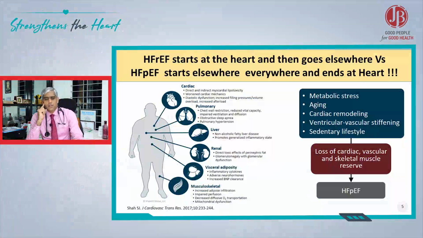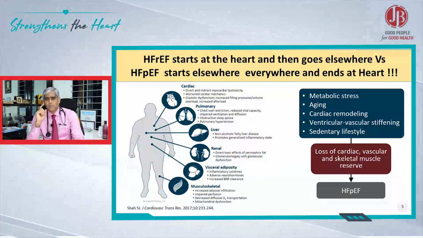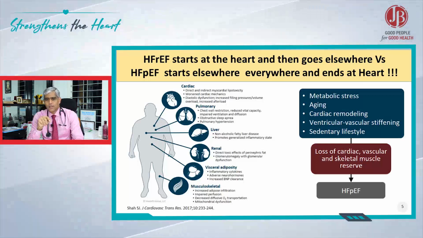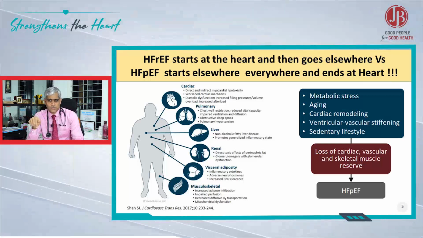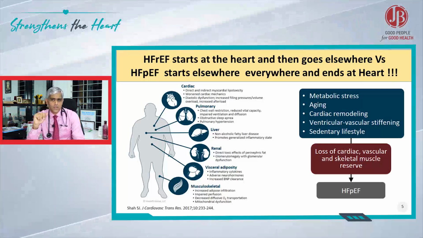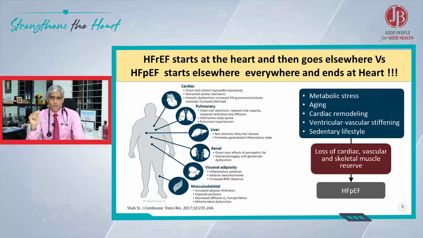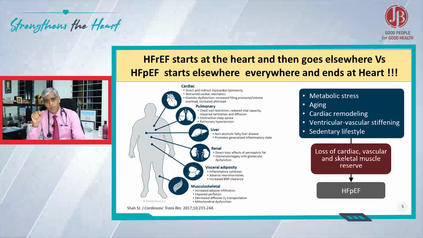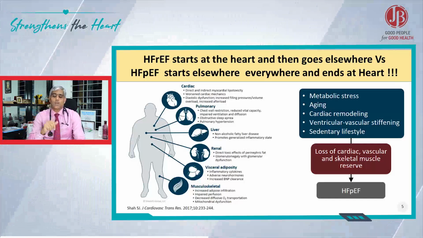If we see heart failure with reduced ejection fraction, there is a problem in the heart and then other organs are affected. If we go by the definition, it's the inability to sustain adequate metabolism of the other organs. While in heart failure with preserved ejection fraction, the problem is somewhere else and it comes to the heart.